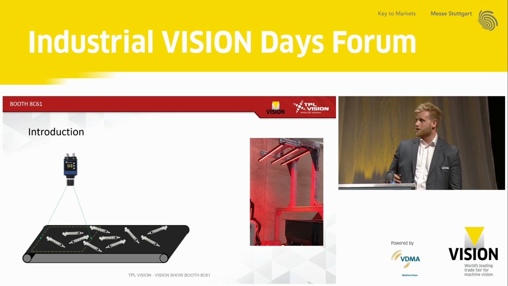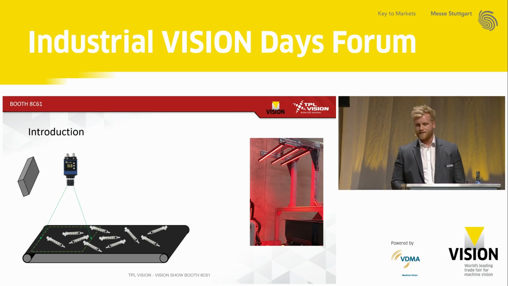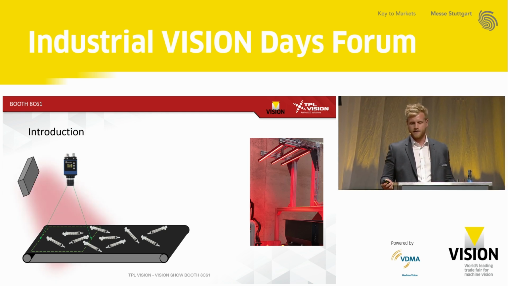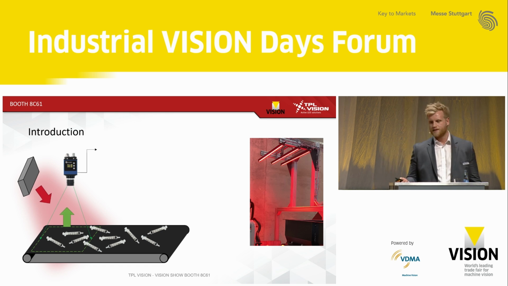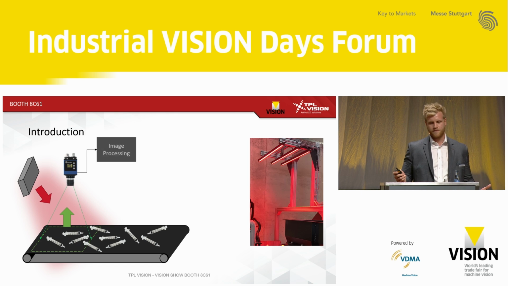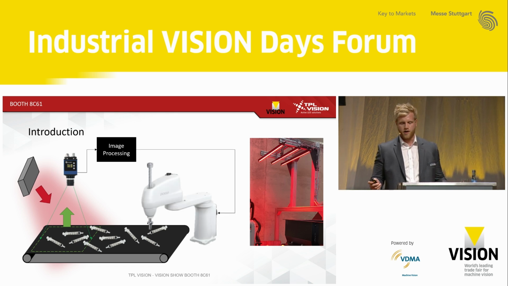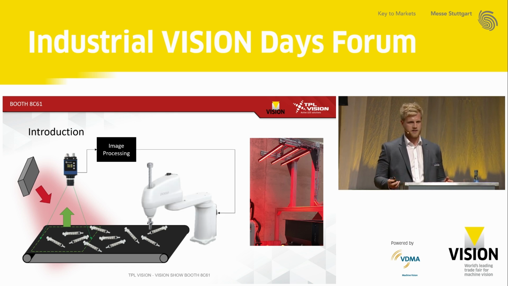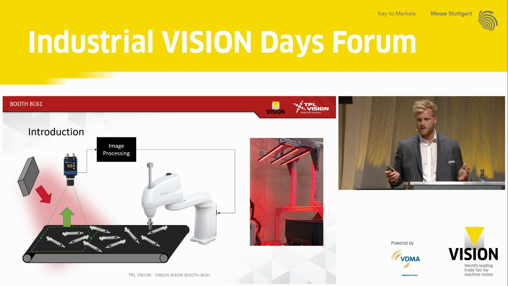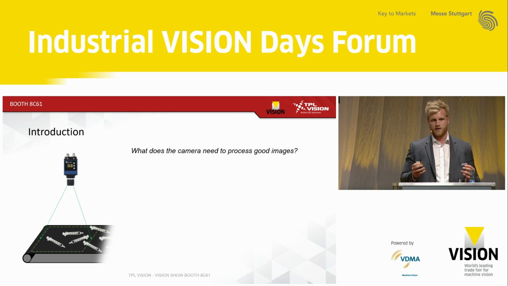So I'll just do a quick introduction. You have a camera inspecting an area that's illuminated by a light, of course. The light is captured by the camera. The camera then processes this image, and a robot is then guided to pick up the parts. So this is really the simplest setup of a pick and place system. But what we're going to focus on today is really about the lighting.